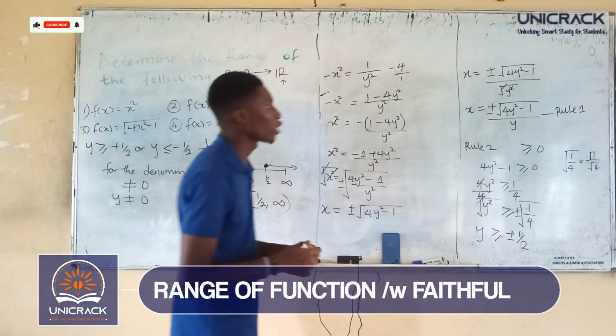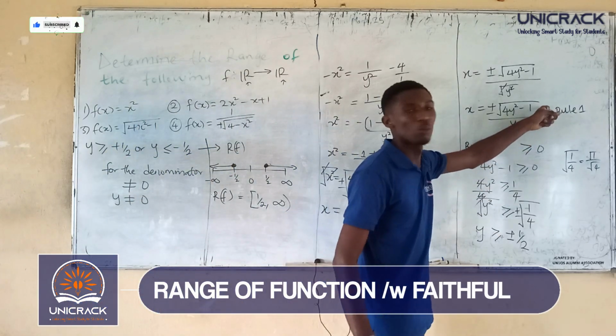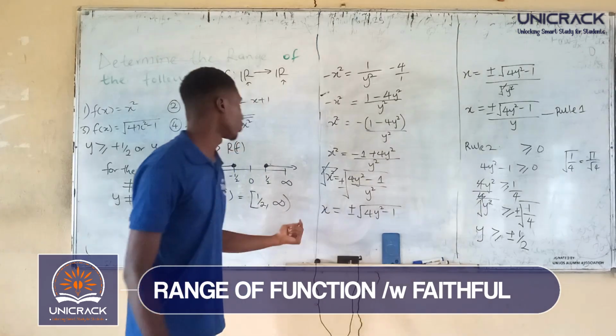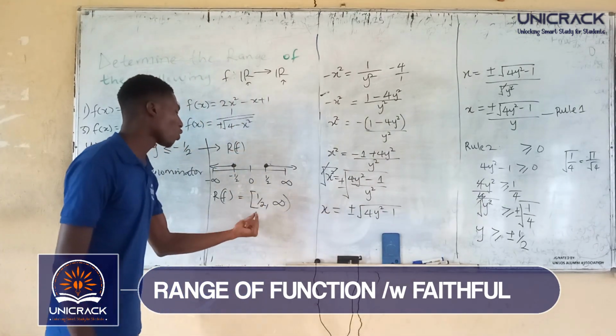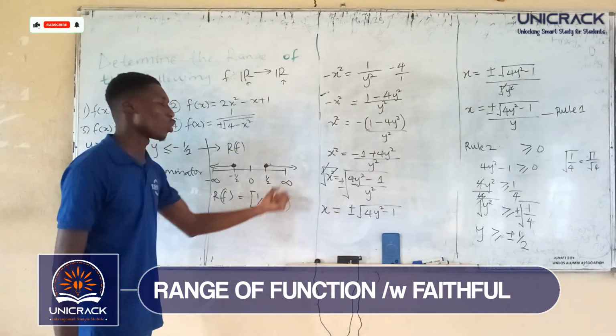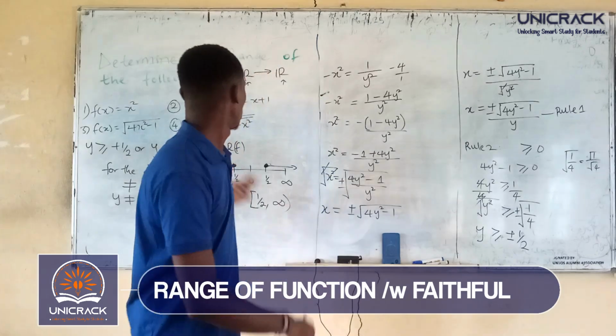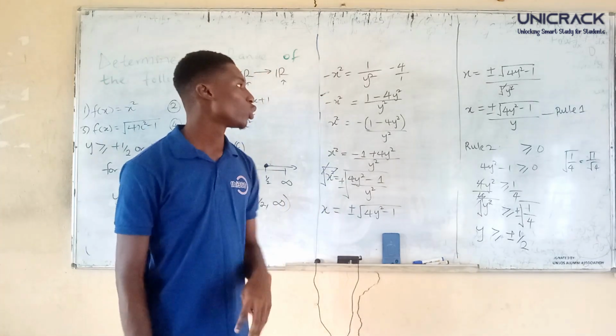Because every value that comes out of this must always come out positive. And therefore, the range of the function is from 1 over 2 inclusive to infinity. And this is where we'll be coming to an end of this video. See you in the next video.